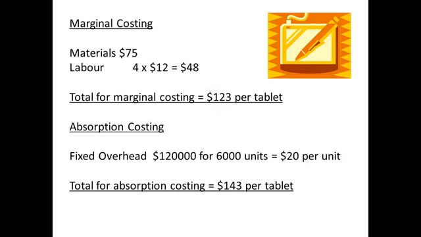Using marginal costing, we have materials at $75, and 4 hours of labour at $12 per hour. The total for marginal costing is $123 per tablet. The figures for absorption costing will take into account the overheads, which will add a total of $20. That means the total for absorption costing will come to $143 per tablet.